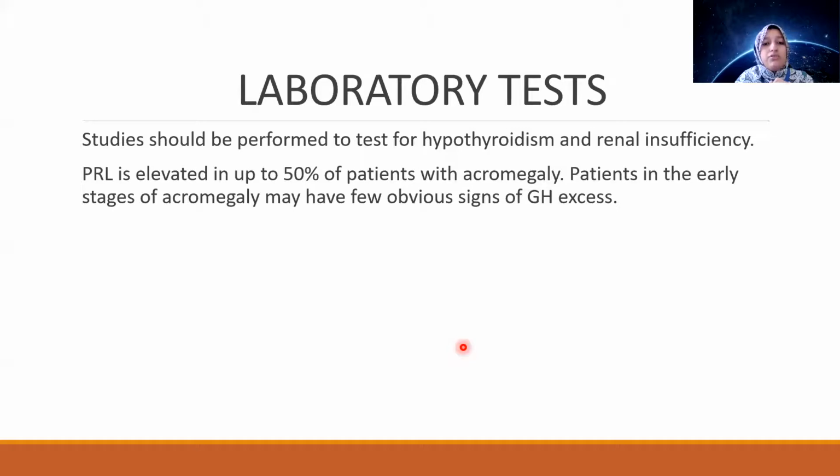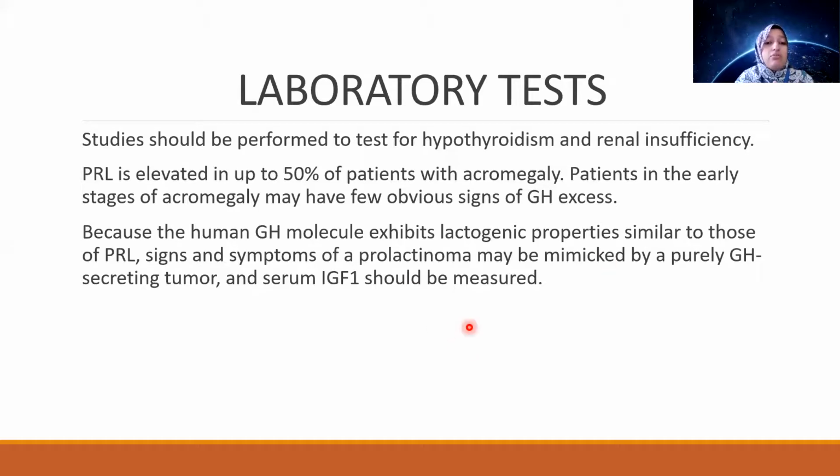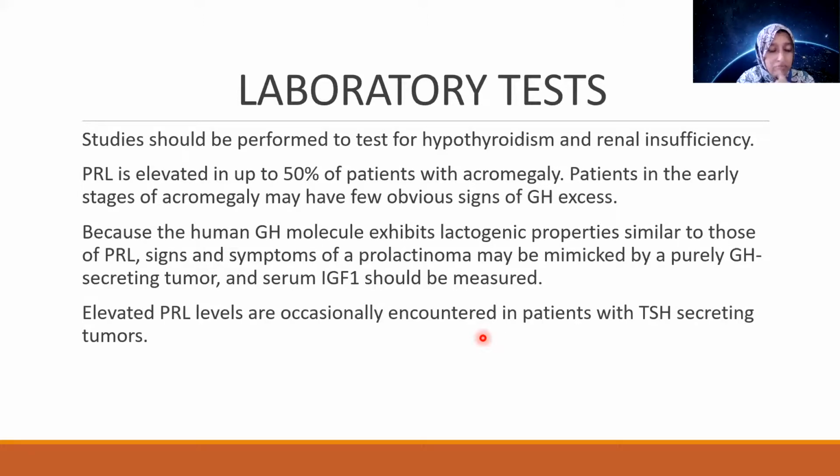Prolactin is elevated in up to 50% of patients with acromegaly as well. Patients in the early stages of acromegaly may have few obvious signs of growth hormone excess and can actually present with hyperprolactinemia. So be careful. In that condition, you may have to check IGF-1 levels as well, because the human growth hormone molecule exhibits lactogenic properties similar to prolactin, and the signs and symptoms of prolactinoma may be mimicked by a purely growth hormone secreting tumor. So be careful. You may miss a case of acromegaly otherwise.